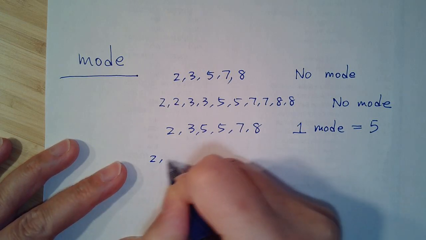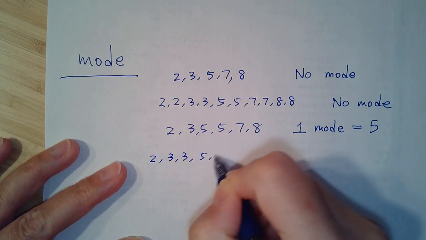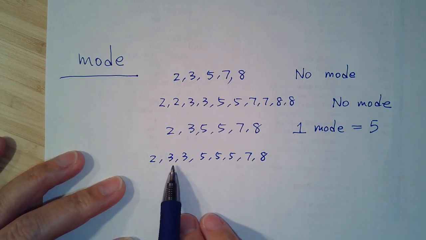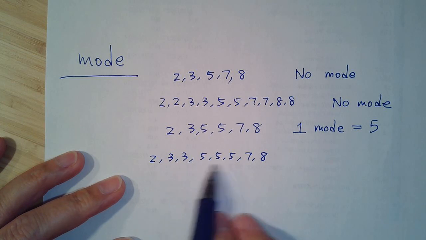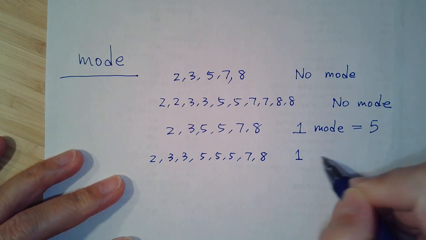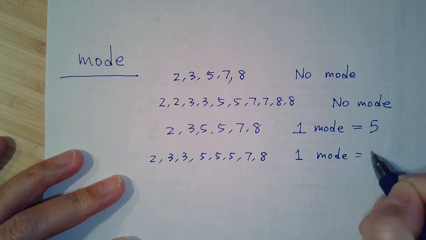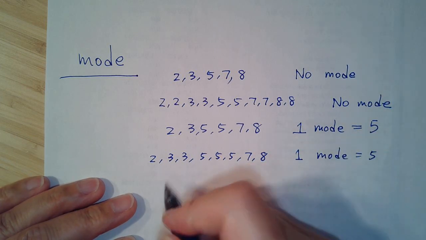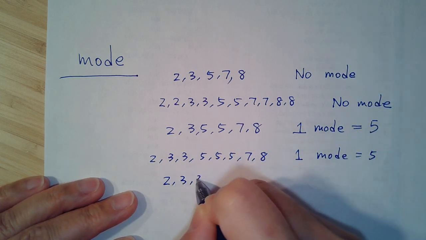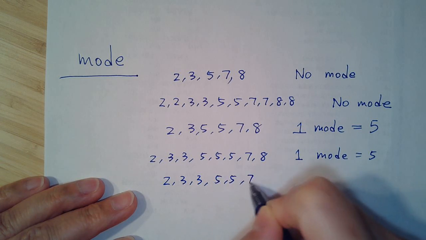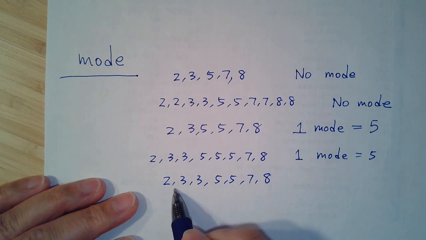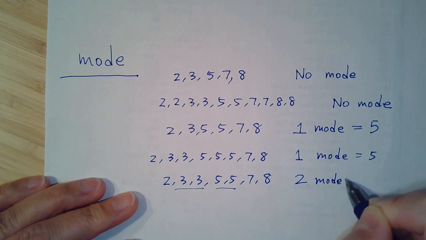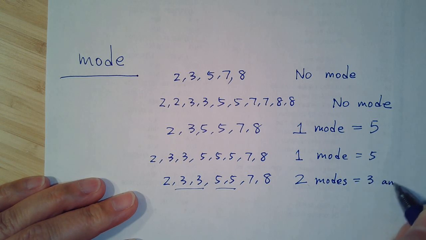If you have 2, 3, 3, 5, 5, 5, 7, 8, now this 3 occurred twice, and this 5 occurred 3 times. So in this case, we have only one mode in this data set, and that is 5, because that occurred 3 times. Now, so no mode or one mode, and you might have 2, 3, 3, 5, 5, 7, 8. If the data set looks like this, you have 2 modes. We call this bimodal. You have 2 modes, and they are 3 and 5.